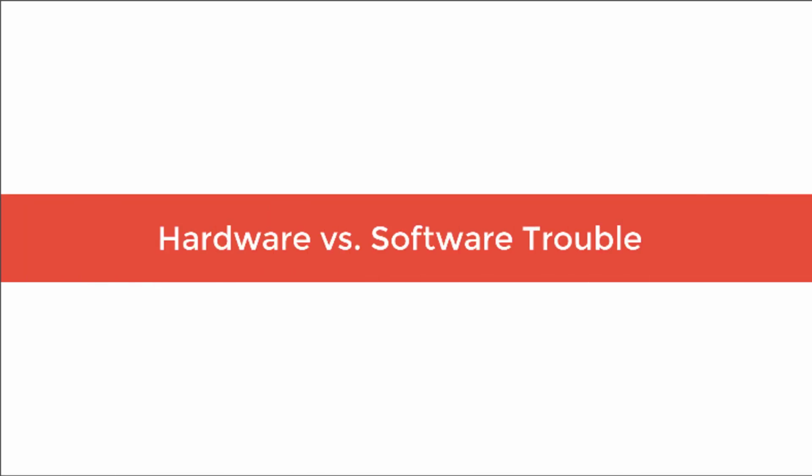And in this video, I'm going to talk about hardware versus software trouble. A good first step towards resolving a computer issue is to determine whether the source is hardware or software. When your PC doesn't work and it has an issue, it's important to know whether the source is hardware or software. So in this video, I cover various ways to determine whether an issue is hardware or software related.